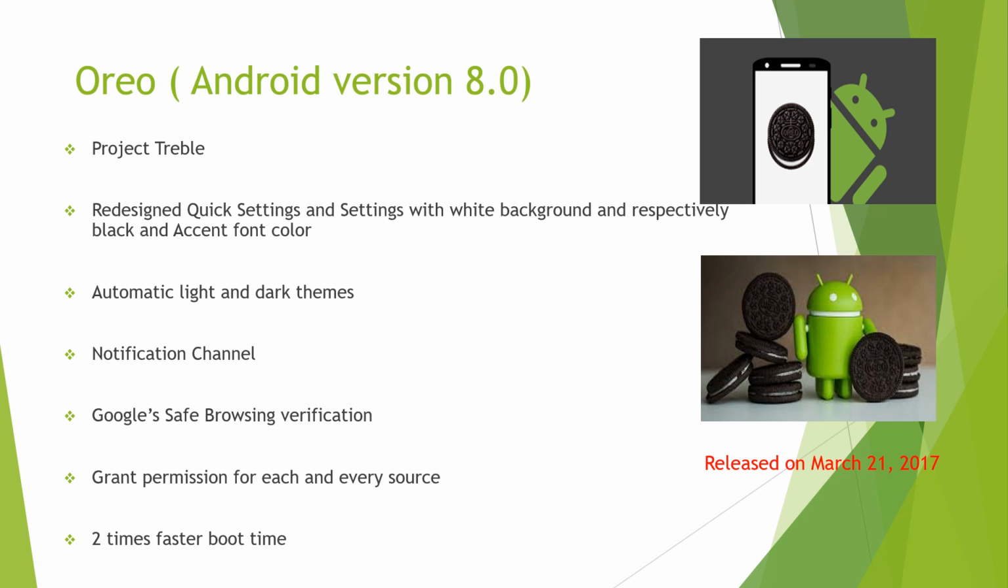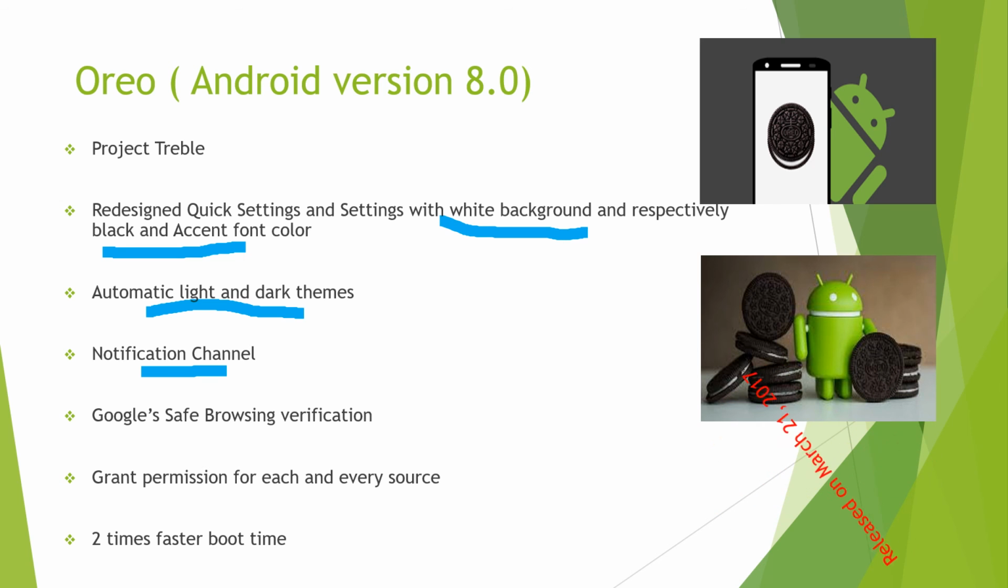Then, the other features included are as follows. Oreo included redesigned quick settings and settings with white background and, respectively, black and accent font color. It included automatic light and dark themes. It also included notification channels. So lots of changes regarding notification improvements were done, like notification channels, notification dots, notification snoozing, and notification shade for multicolors. Notifications can be snoozed from Oreo onwards.